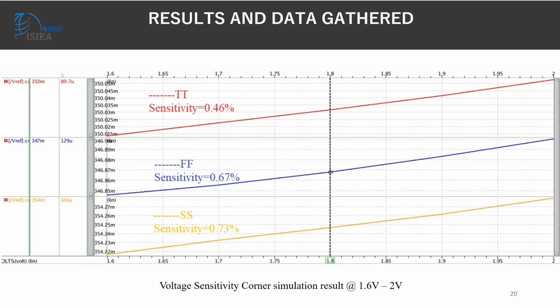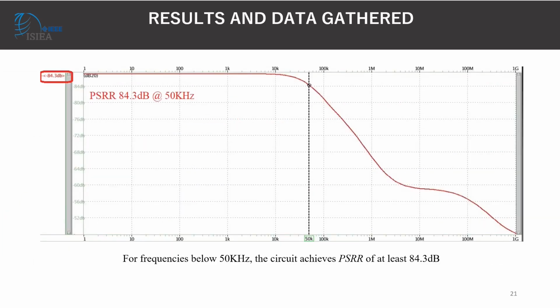To test the voltage sensitivity of our voltage reference, we swept the input voltage from 1.6 volts to 2 volts, and we got different values from the different corners TT, SS, and FF. We got 0.46%, 0.67%, and 0.73% for TT, FF, SS corners respectively. PSRR is also obtained based on the typical condition with a supply voltage of 1.8 volts and a temperature of 27 degrees. For frequencies at 50 kHz, the circuit achieves a PSRR of at least 84.3 dB, which achieved the goal of at least 84 dB at 50 kHz.